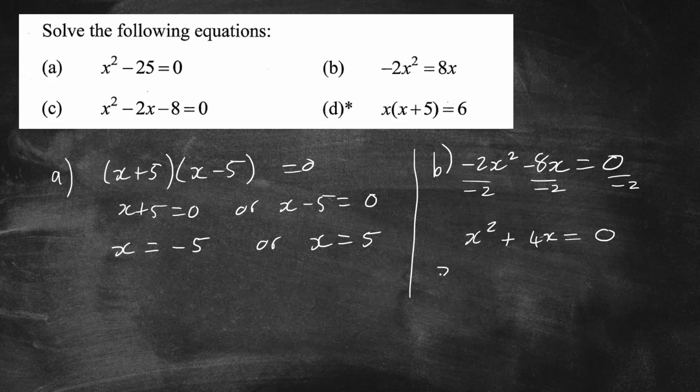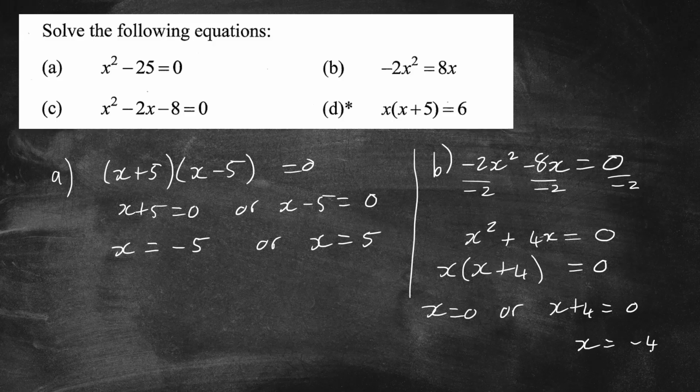So taking out the x, we have x times x plus 4, and then x is equal to 0, or x plus 4 equals to 0, so x is equal to minus 4.